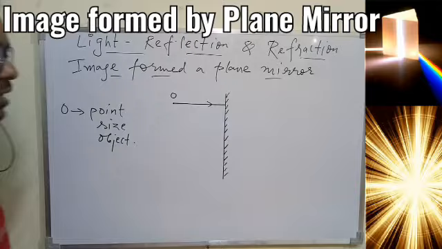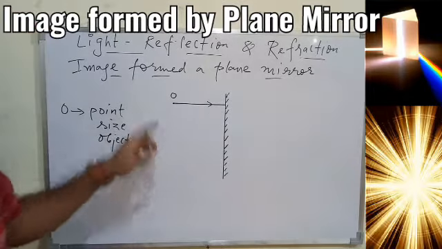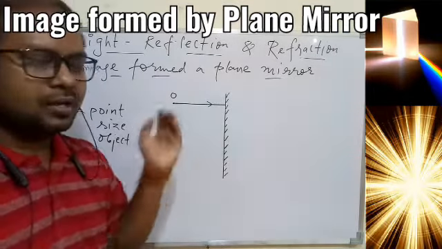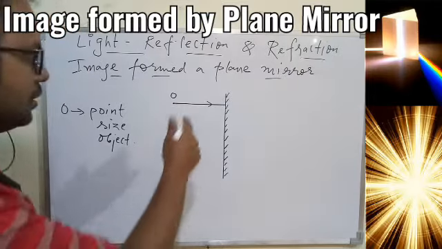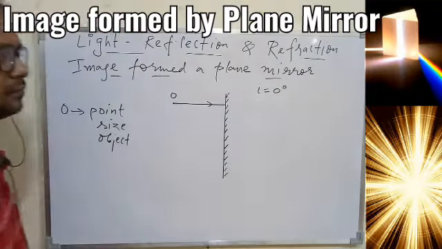So let's take this ray coming from the object, a point-sized object O, and this ray is falling on the mirror perpendicular to the mirror. Now you know in this case your angle of incidence is nothing but 0 degree.